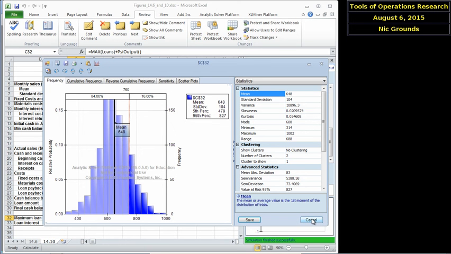Okay, any questions? I'm sure there might be some. Any questions about simulation? I know we've thrown a lot of screens up there, and that's all right.